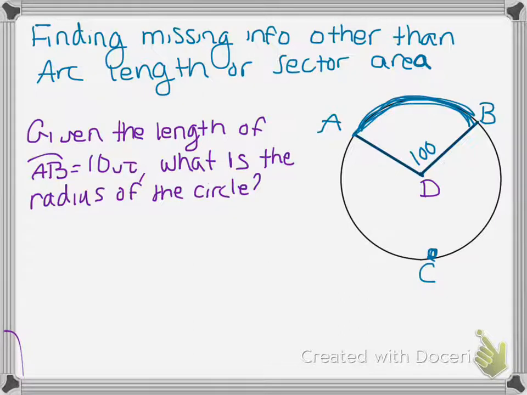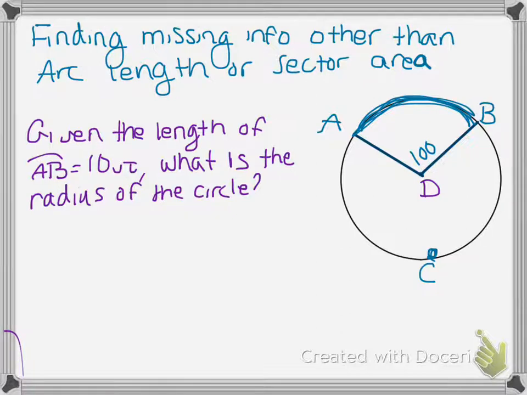Sometimes you may be asked to find the radius of the circle, or the angle measure of the arc, or the angle measure of the central angle. So we're going to be looking at how to do that, and we're going to be using the formulas that are on the formula sheet that I gave you in class. So let's look at this first question. Given the length of arc AB is 10 pi, what is the radius of the circle?